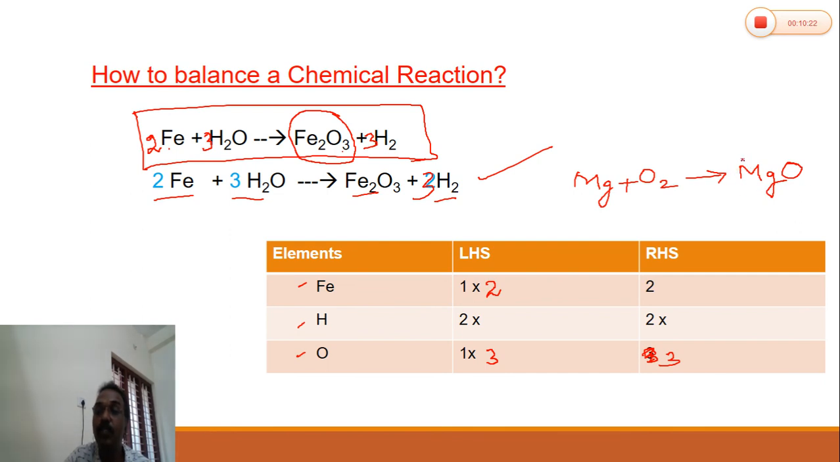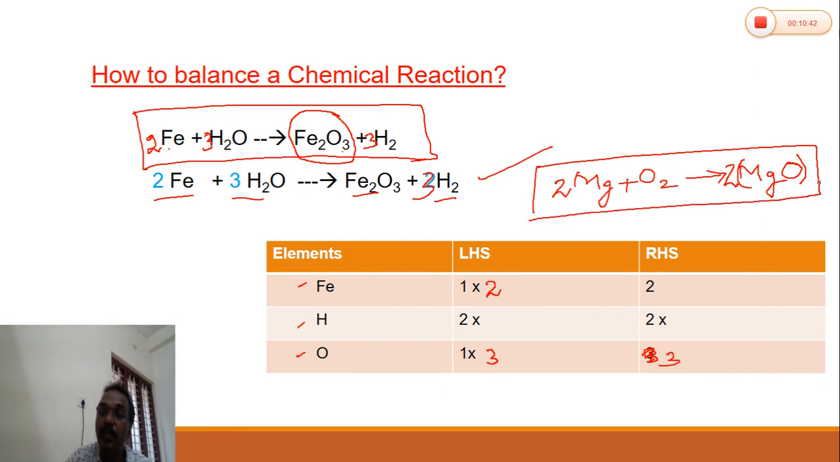We cannot put 2 here. We should put 2 here, so 2 Mg. Now oxygen becomes 2, but magnesium has changed, so we put 2 here. Now 2 magnesium, 2 magnesium, 2 oxygen, 2 oxygen. Now the equation is balanced. This is the way of balancing a chemical equation. You can practice many chemical reactions and figure out how to balance a chemical reaction. That is today's class.